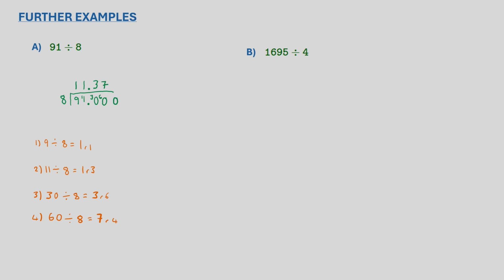Like before, we add on another 0 to make use of the remainder 4, giving us 40 divided by 8, which produces an exact result of 5, completing the division sum and giving us a final answer of 11.375.